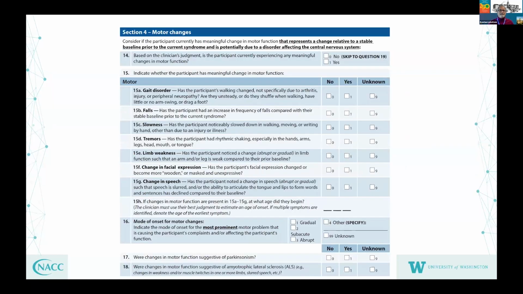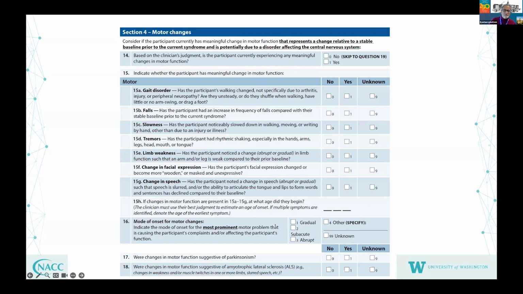The pattern now repeats itself with regard to motor changes. Again, we're looking for meaningful change in motor function relative to stable baseline. There's the standard skip out question, and then we ask whether you see meaningful change in motor function. You can use all sorts of information to make the judgment. We give you guidance and definitions. We're looking for changes in gait disorder, falls, slowness, tremors, limb weakness, changes in facial expression or speech. And then we again ask you for the best judgment you can make about the earliest age of onset.